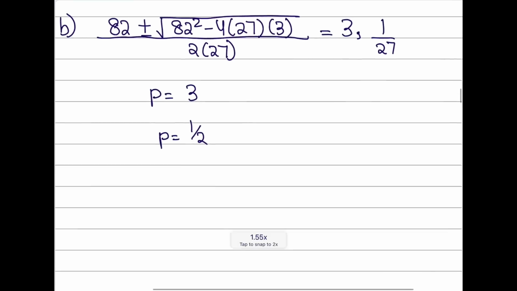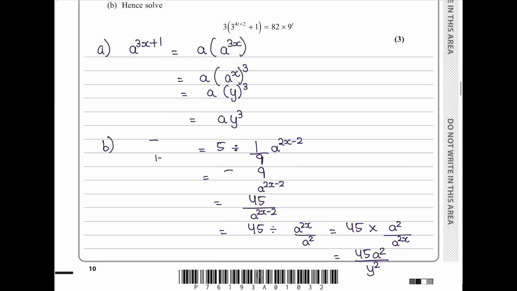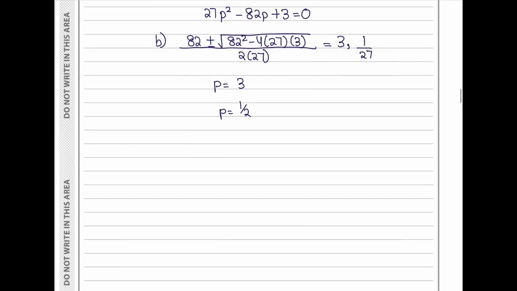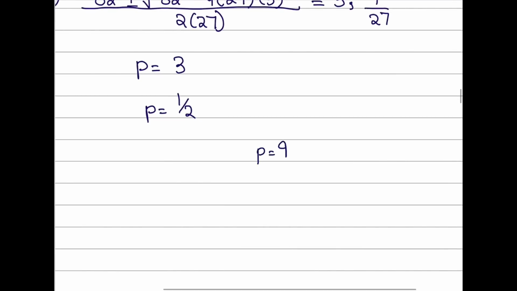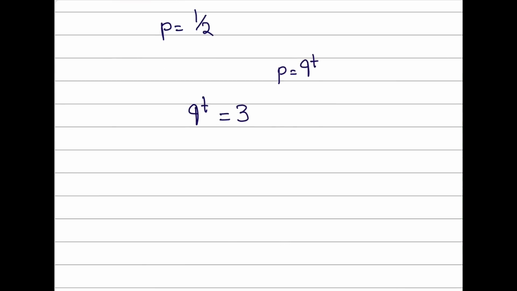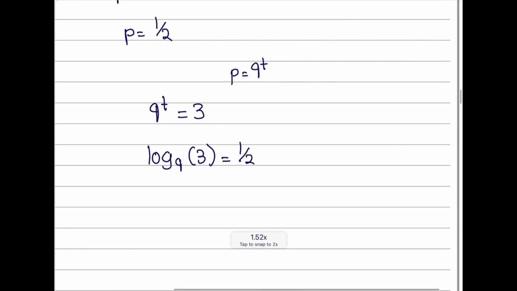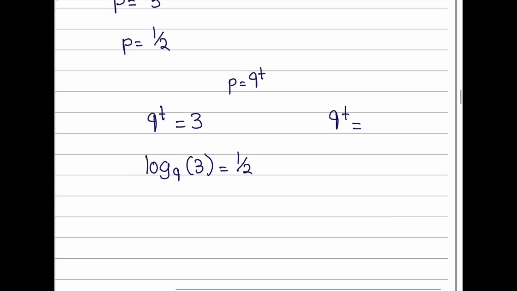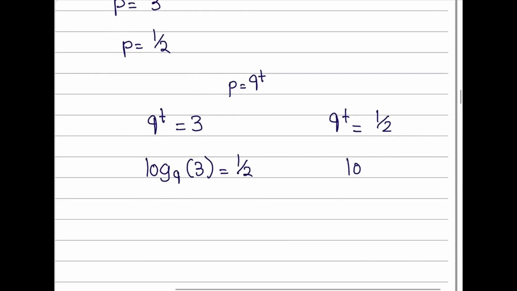Okay, hold on. P is 9 raised to t. I want the values for t, in fact. So we are given that p is basically 9 raised to t. So 9 raised to t is equivalent to 3. Alright, so if I want to find this out, I'm just going to do log base 9 of 3. So basically, what do I need to raise 9 to, to get 3, is going to be half.